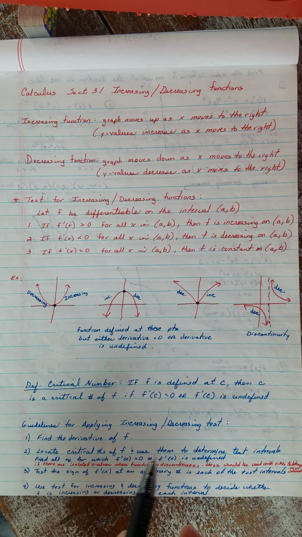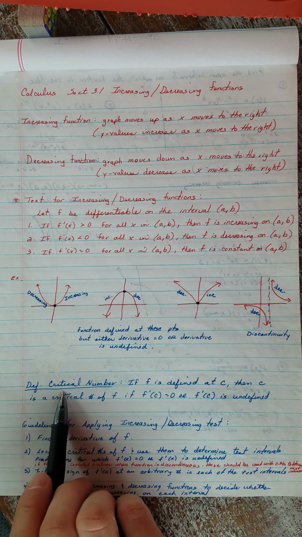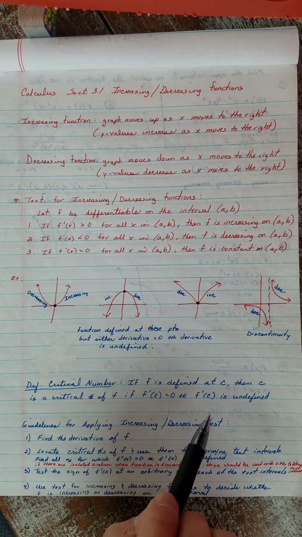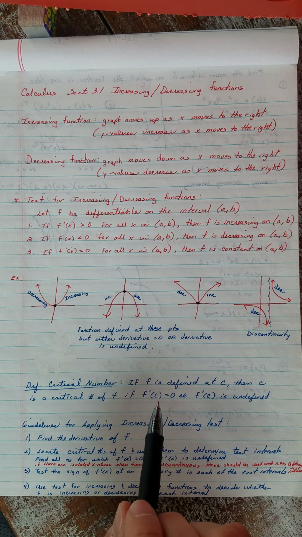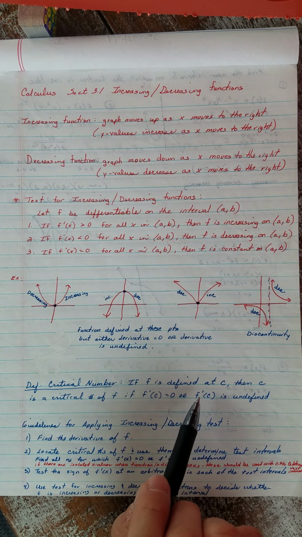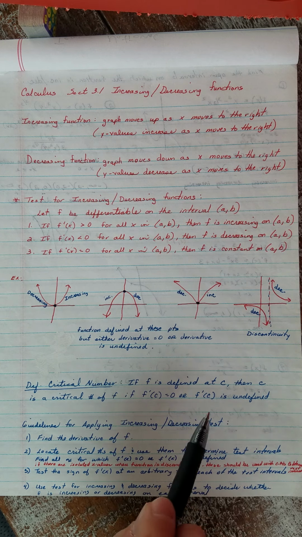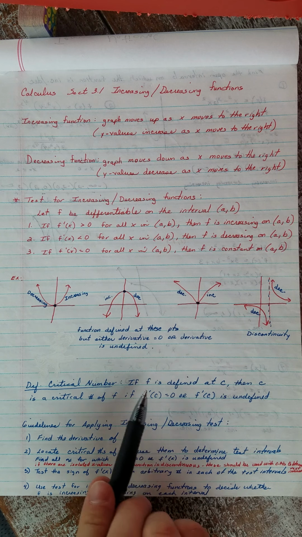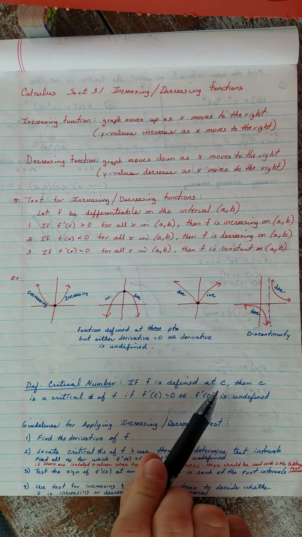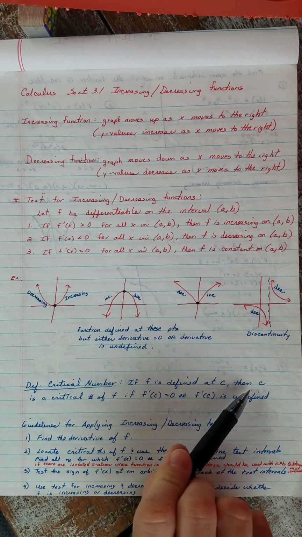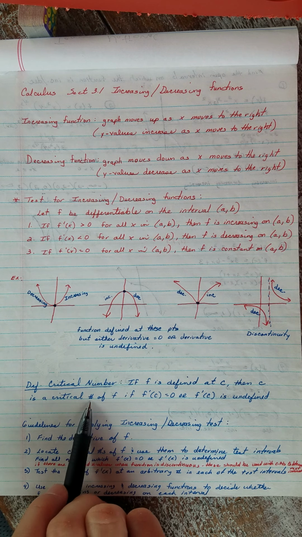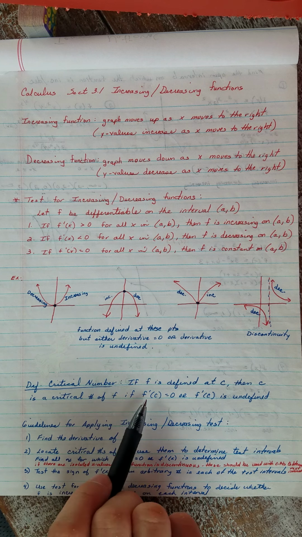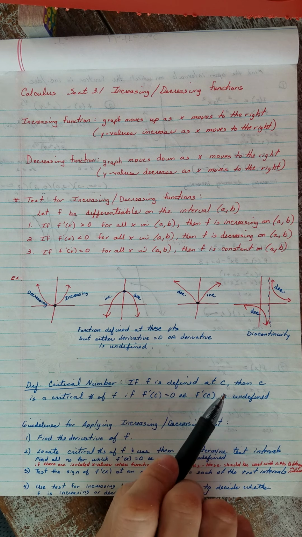Moving on, this is going to talk about the work that we're going to do in just a hot second. It says definition of a critical number. A critical number is basically a point where the increasing or decreasing nature of a graph changes. So it says if f is defined at point C, then C is a critical point or a critical number if the derivative is 0 or the derivative is undefined.